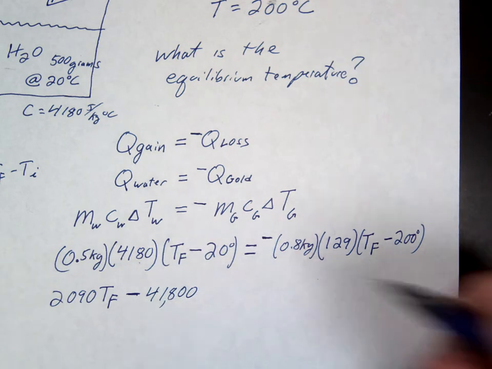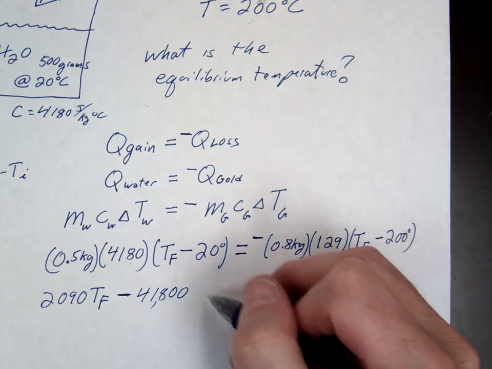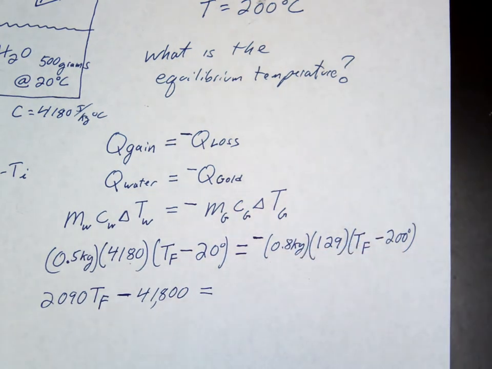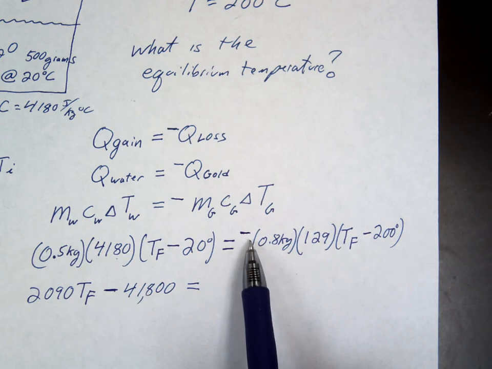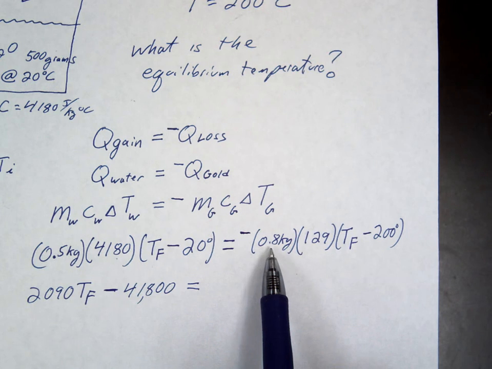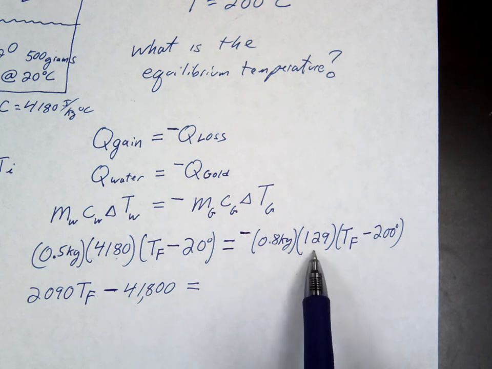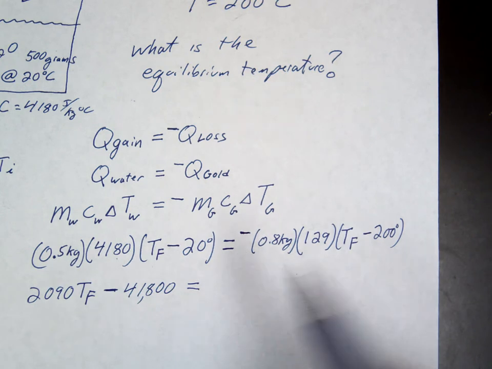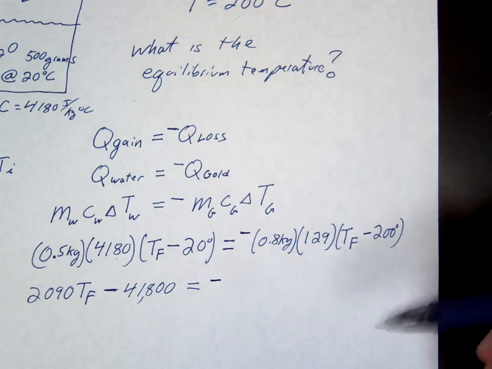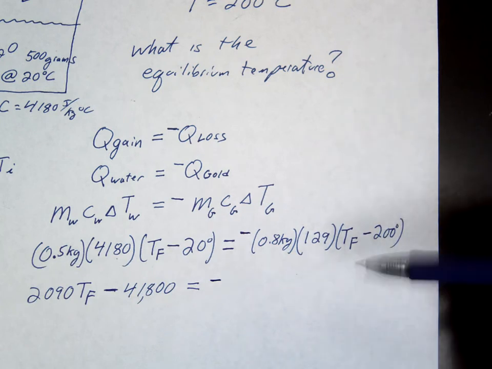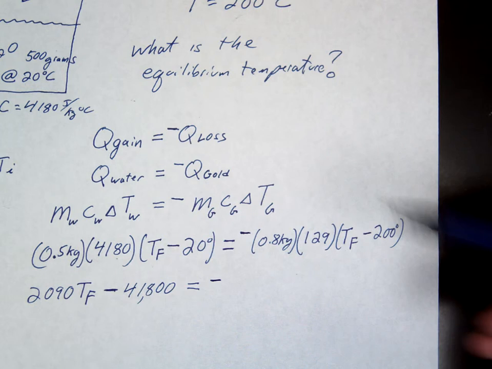41,800 equals. Okay, then we're going to do this. Now don't forget this negative up here, and this is the big mistake people always make. So this should be negative times 0.8 times 129 times TF. So this times this times this times this. It's going to give you a negative number. Help me out with this one. It's like 103.